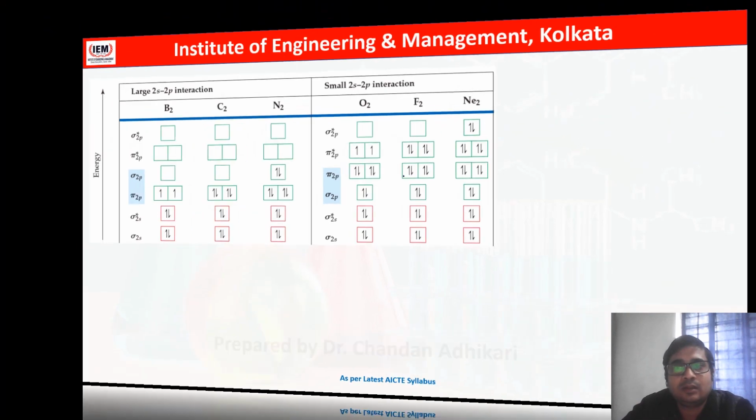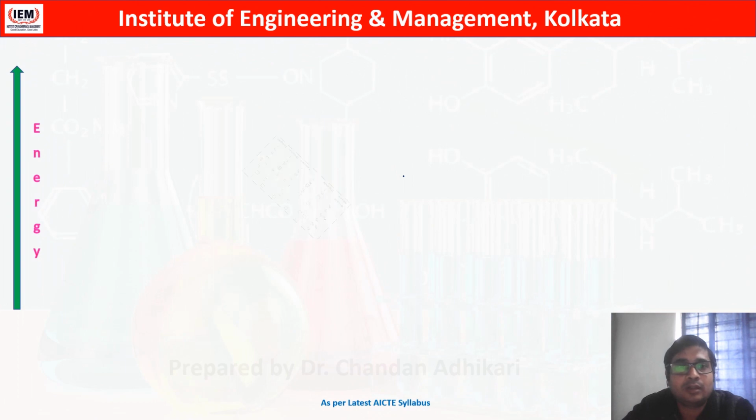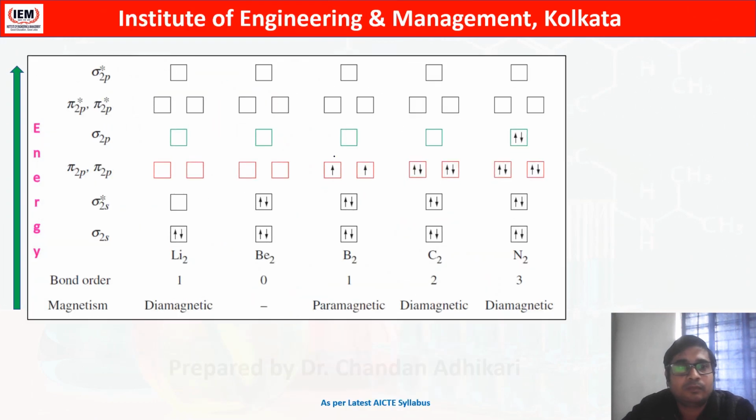Now let us discuss the bond order and other things. If we look at the bond order, so this is your lithium, beryllium, boron. It is very easy. Already I calculated for lithium it is 1, for beryllium it is 0. These two we have already calculated in the previous few minutes. Now for boron, as I told, you don't have to consider this, because this will always remain filled. So for boron there are 2 electrons in bonding and no electron in antibonding, so 2 minus 0 by 2, so bond order is 1.